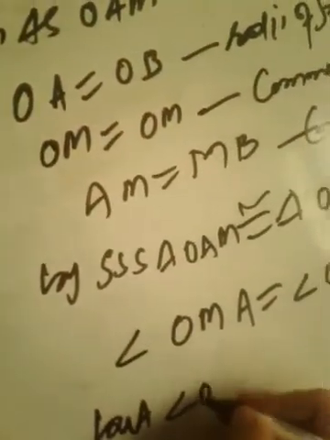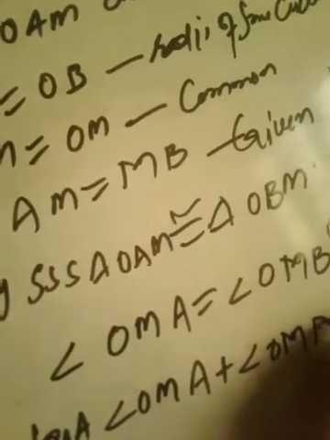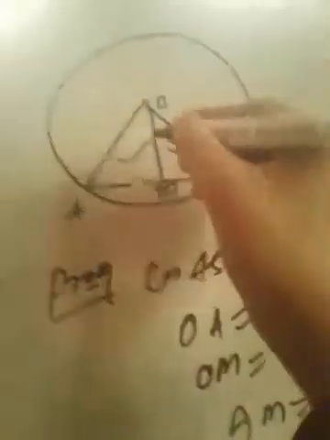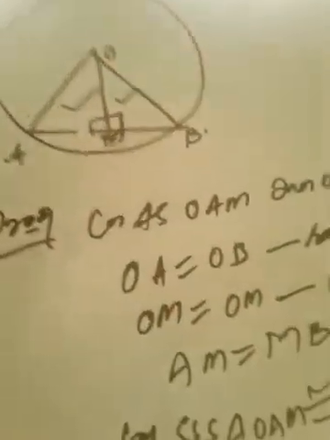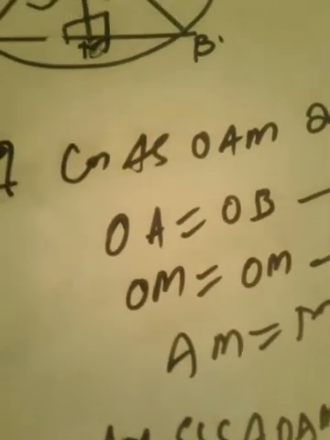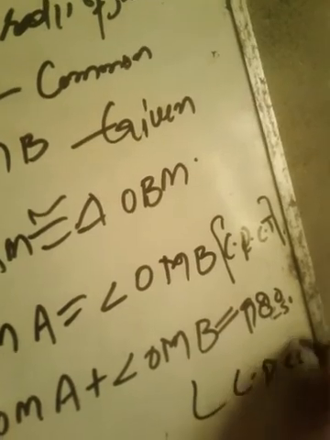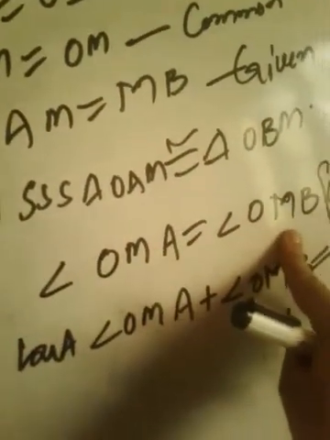But angle OMA plus angle OMB equals 180. How? Because these are linear pair angles, and you know linear pair angles are always supplementary. Have a look: two angles are equal and their sum is 180, so clearly each would be 90. Therefore angle OMA equals angle OMB equals 90, which implies that OM is perpendicular to AB.